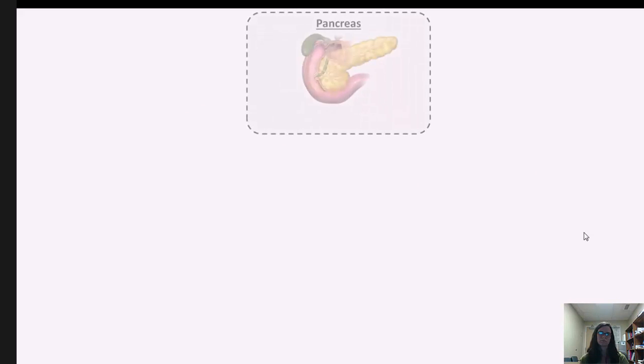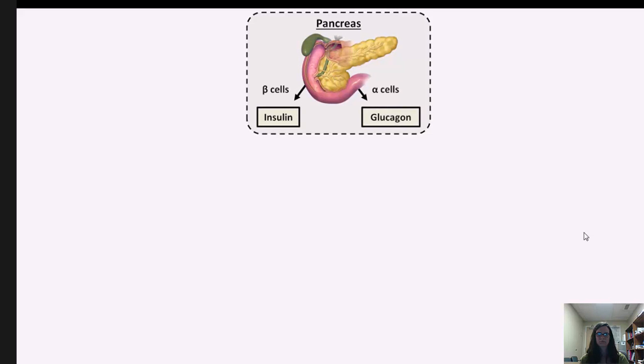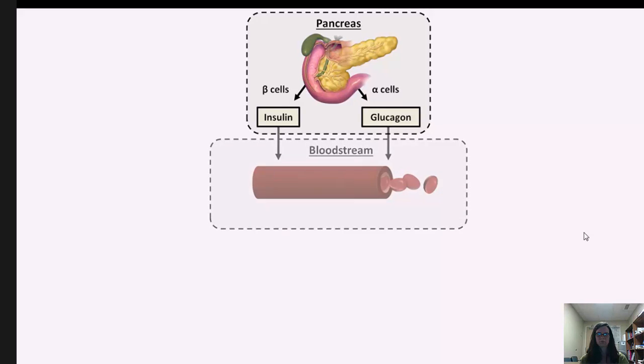I'm going to introduce just a little more detail to that model. I've already mentioned that insulin is produced by the beta cells of the pancreas and glucagon by the alpha cells. These hormones then enter the bloodstream and travel throughout the body. Although they act on just about every tissue in every organ, there are three particularly important sites.